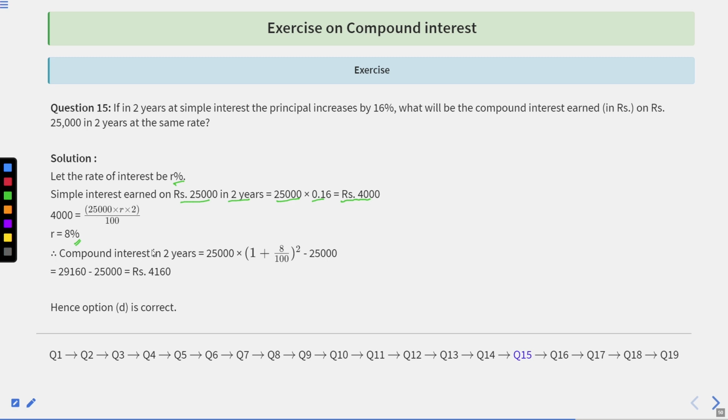So the compound interest in 2 years will be 25,000 into (1 plus 8 upon 100) whole square minus 25,000. So it will be 29,160 minus 25,000, which is 4,160. So the option correct here is option D.